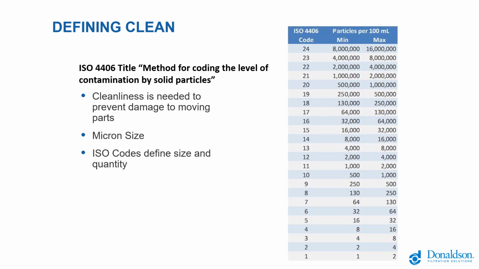Let's take a look at an ISO 16 on the code chart, on the left side of these 3 columns of numbers. An ISO 16 is 32,000 to 64,000 particles. So it's not an exact description. It gives you a range of particles. The 16 isn't an exact description of the number of particles. It's covering that range of 32,000 to 64,000. If you have twice as much debris as that, you're at an ISO code of 17. You have 64,000 to 130,000 particles of a certain size and larger.